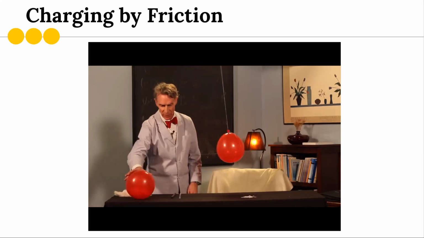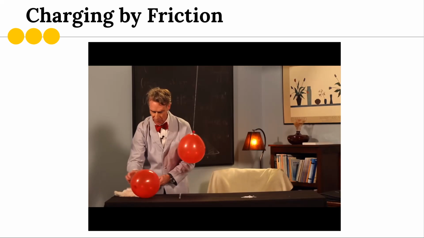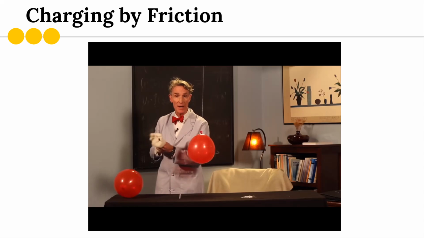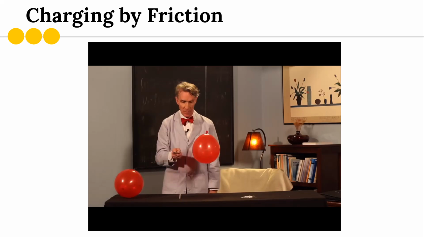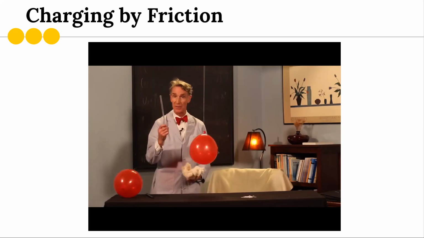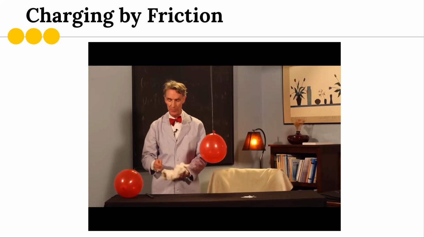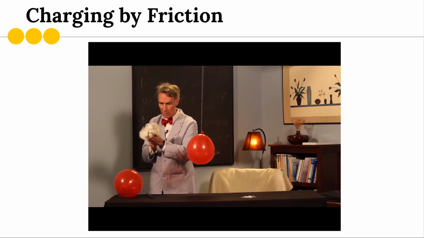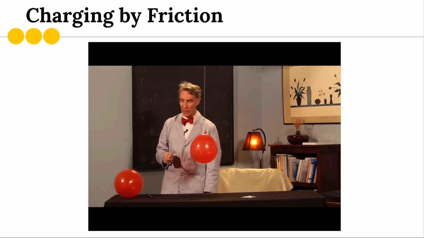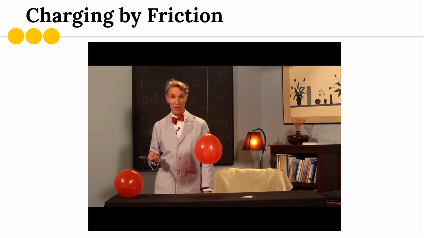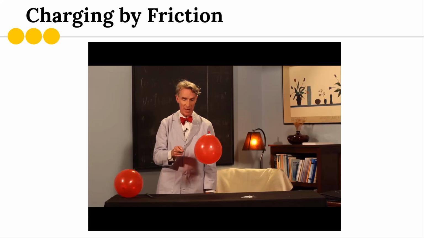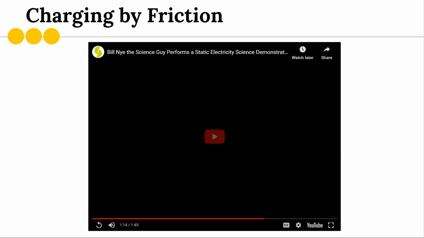Now, different materials have different properties. Here's a stiff rubber rod and a piece of fur. It's like rubbing a rubber balloon on my hair. It also will push the balloon away. But watch what happens when I use the same piece of fur and this glass rod. It pulls the balloon toward it. So in the first case, we say they have like charges, like static charges, so they repel. In this case, they have opposite static charges, so they attract.